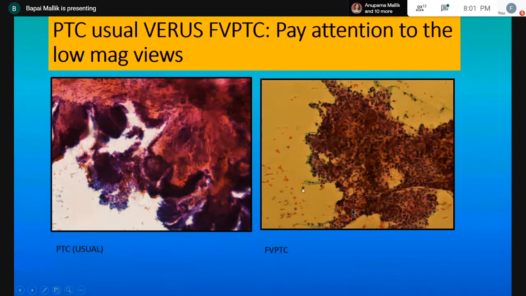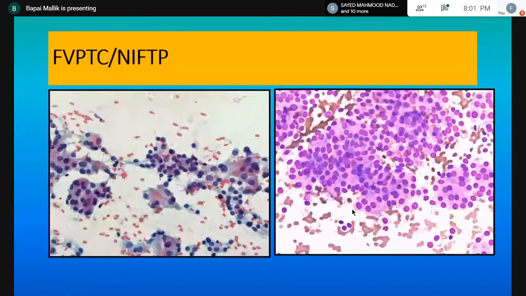Whereas in the follicular variant of papillary thyroid carcinoma / NIFTP, you see the tissue fragments look different. You usually don't see that kind of a core. And you see that the epithelial cells are going right in, and they form little projections like staghorns, and then they come out a little bit as microfollicles here and there. So it is extremely important to appreciate the low power magnification appearance of these lesions.